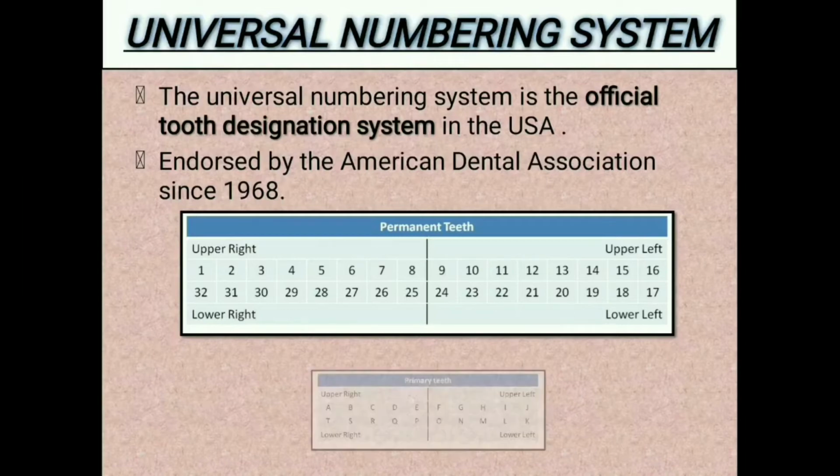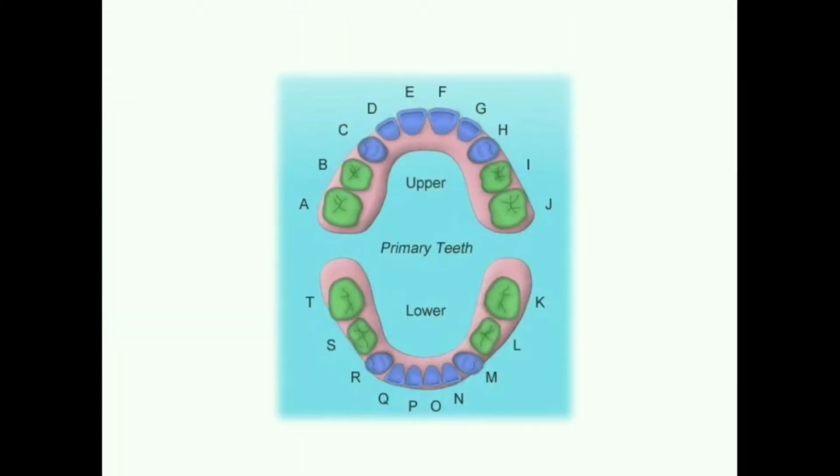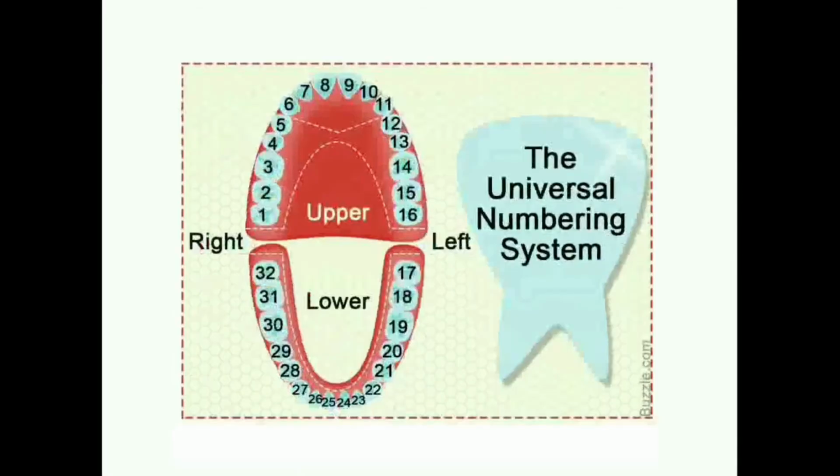Now for deciduous dentition, we use alphabets instead of numbers. From A to T alphabets are used. A shows the upper right second deciduous molar. Going clockwise, J shows the upper left second deciduous molar. K shows the lower left second deciduous molar. In the same way going clockwise to T, the lower right second deciduous molar. This is how we can show deciduous dentition in the universal numbering system. This is for permanent dentition. It has the advantage of ease of computerizing the data.